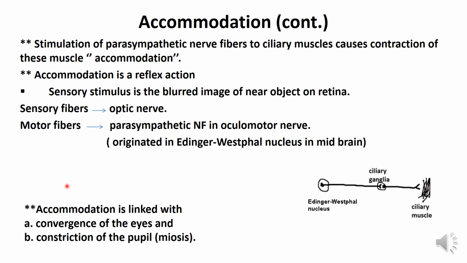Other facts about accommodation. Every time the eye is accommodated, there will be a convergence of the eyeballs, and there will be a constriction of the pupil. The constriction of the pupil is called miosis.